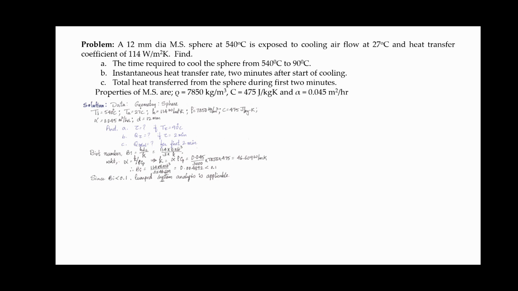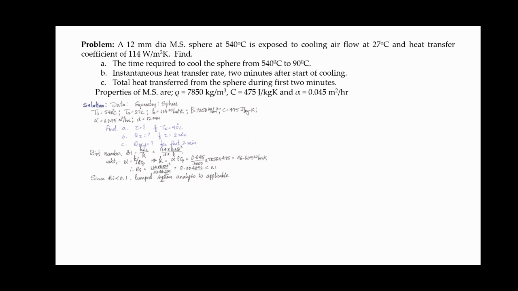In all transient conduction problems, first we need to find out the Biot number. So let us find out the Biot number. Biot number is given by h into Lc by k, and this is a sphere, so Lc will be R by 3. And in this problem they haven't given us the thermal conductivity of the material, but they have given alpha. We know that alpha is equal to k by rho Cp. From that, k or thermal conductivity will be equal to alpha into rho into Cp.